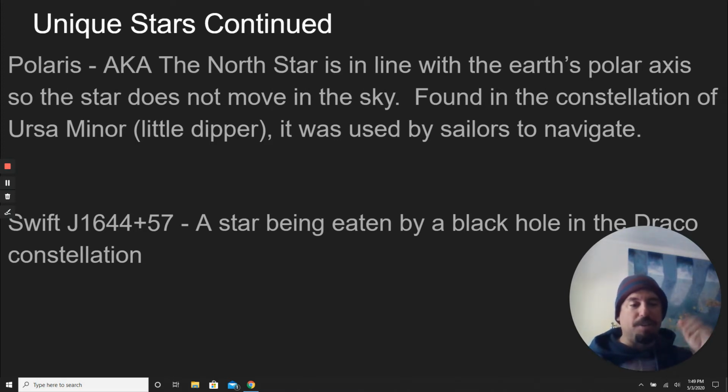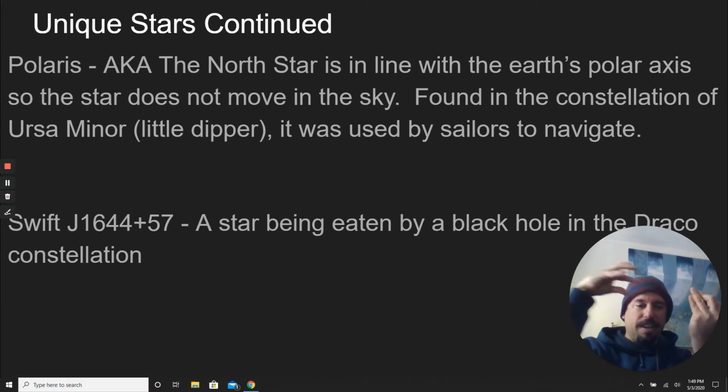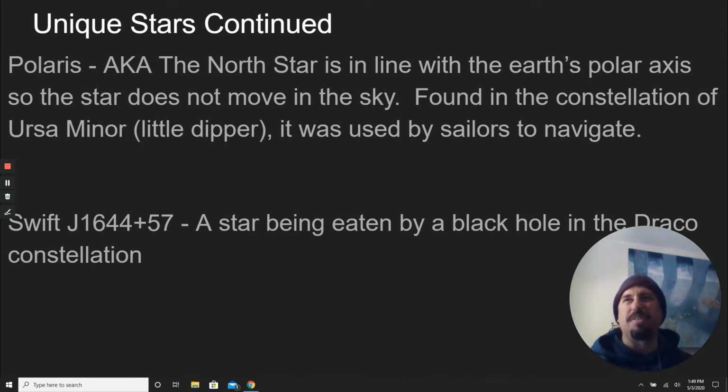But a binary star system has 2 stars that are orbiting around a common point of gravity. And one of those is a black hole, and the other one is a star. And the star is feeding into the black hole. Or I guess the black hole's eating the star. All that material is just going into the black hole. So that's kind of a unique star.